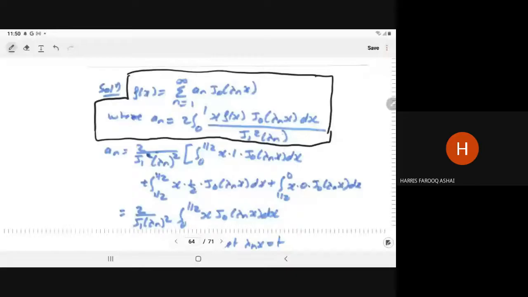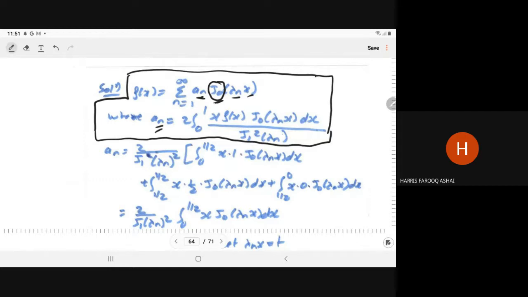Okay, let us try to complete. f(x) is equal to summation n equal to 1 to infinity a n j naught of lambda n x. It is given that lambda n is the root of j0. So from there you have to take the idea that f(x) can be written as summation n is equal to 1 to infinity a n, a constant, into j naught, whatever is given to you, of lambda n x, where a n is equal to, this is the formula.